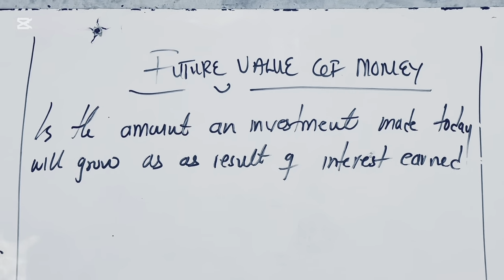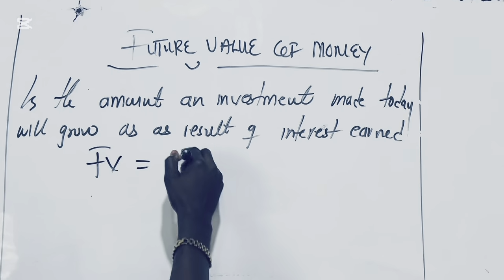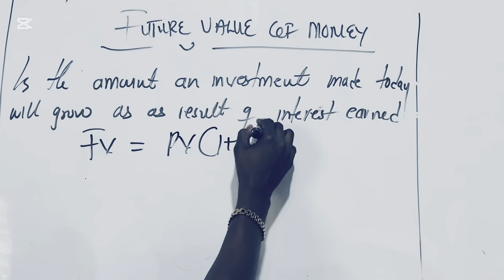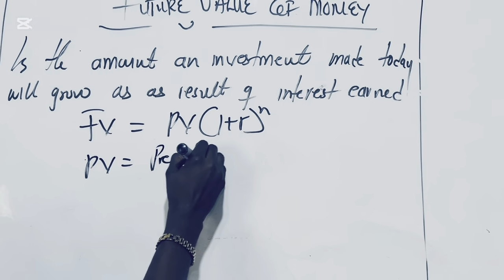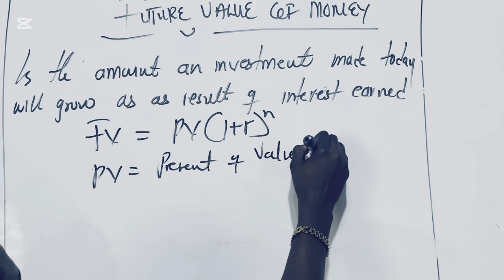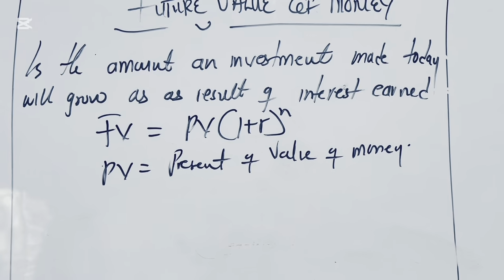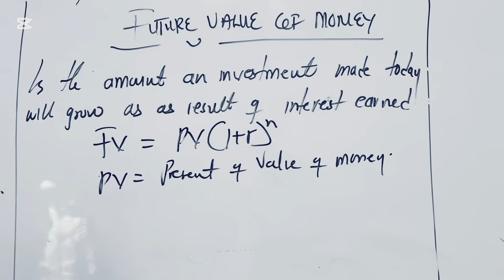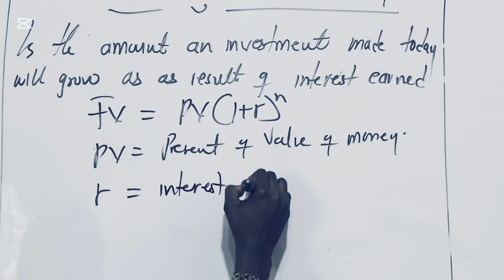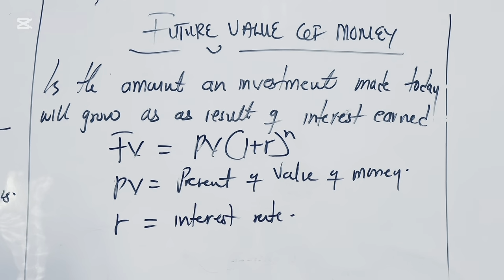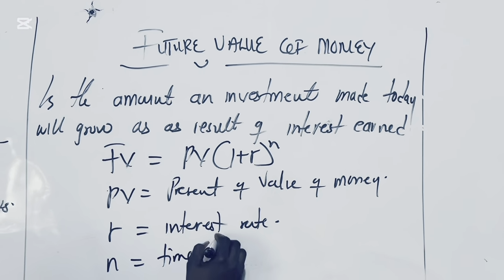Now the future value can be given as present value times (1 plus r) raised to the power n, where PV is our present value of money. Present value is the amount of money invested today or borrowed today. Then R is our interest rate, normally expressed as a percentage. And then N is the time, that is, the period.